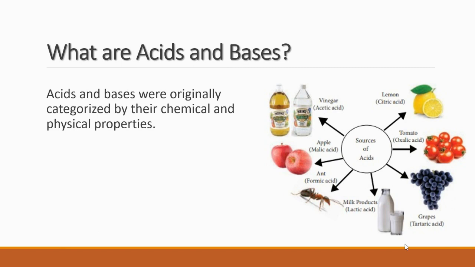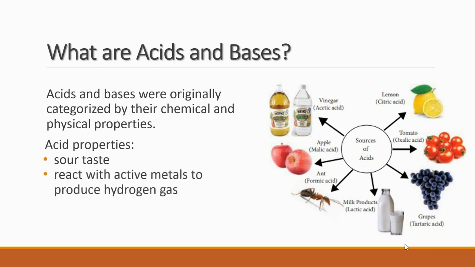So, first of all, what are acids and bases? Well, originally, acids and bases were categories of chemicals that were just classified based on their chemical and physical properties. For instance, acids had a sour taste, reacted with active metals to produce hydrogen gas. And what I mean by active metal is any metal on the activity series higher than hydrogen. It turned litmus red. Litmus is an acid-base indicator that changes in response to the presence of an acid or a base. And when it's in the presence of an acid, it turns red.